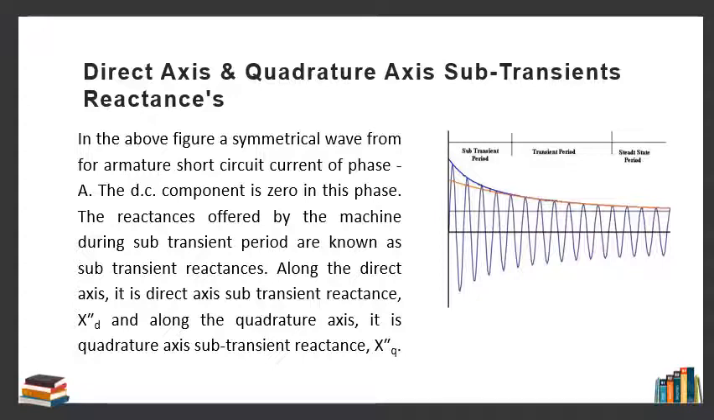The reactance offered by the machine during sub-transient period is known as sub-transient reactance. Along the direct axis, it is direct axis sub-transient reactance, represented by XD double dash, and along the quadrature axis, it is the quadrature axis sub-transient reactance, represented by XQ double dash.